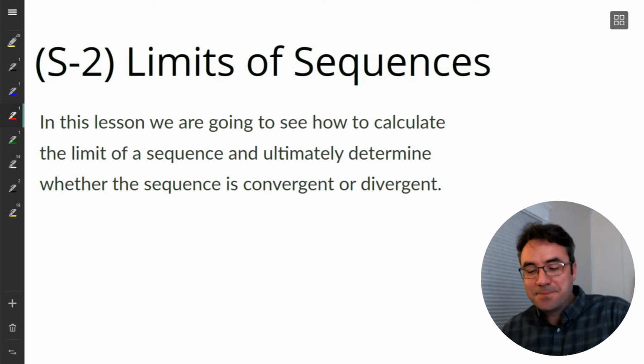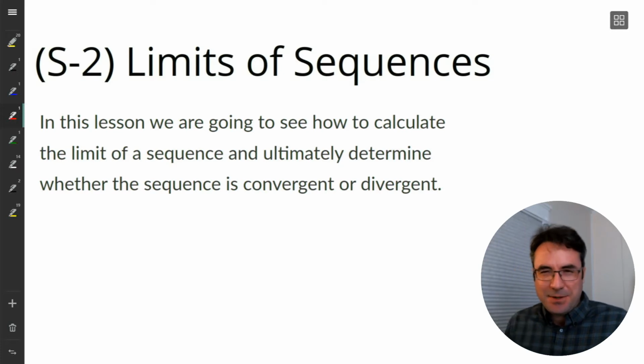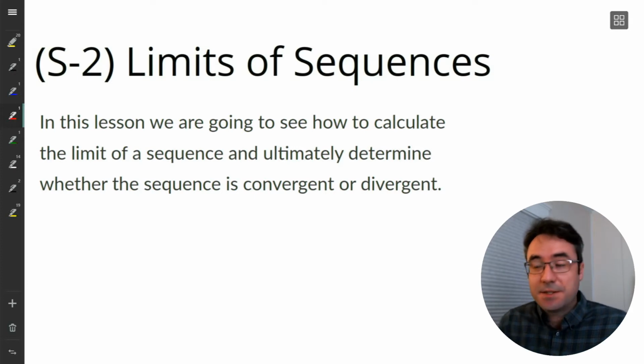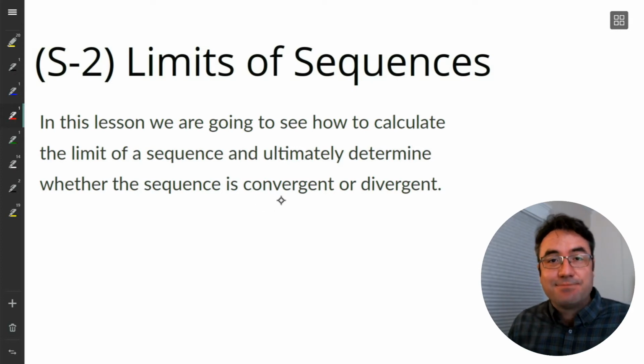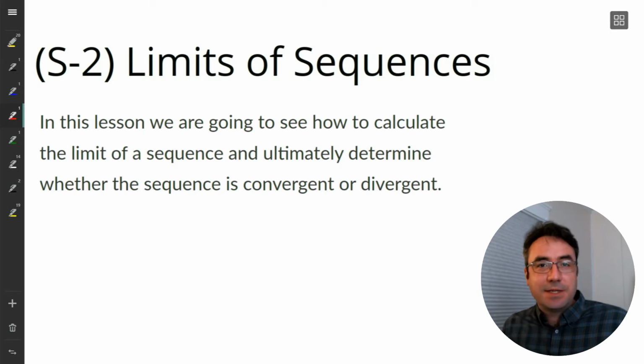All right, welcome everyone. Today we're going to be talking about limits of sequences. So last time we defined what a sequence is. Today we're going to be talking about what is the limit of a sequence, and ultimately we're going to be able to determine whether a sequence is convergent or divergent. All right. So let's start with the definition.